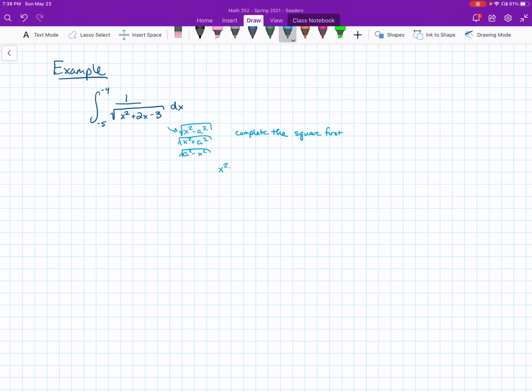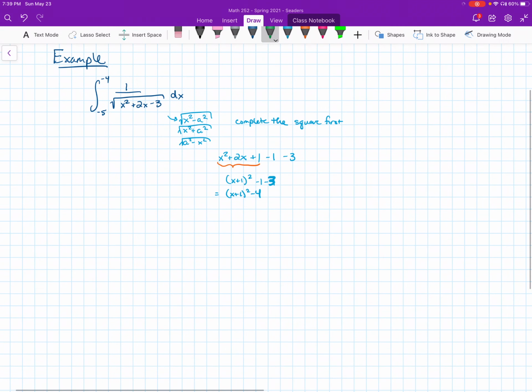So I have x squared plus 2x, and if I take 2 and divide it by 2, I get 1. So x squared plus 2x plus 1, I square that 1 and I still get 1, is a perfect square. But I don't want to change the problem, so I'm going to subtract 1, and of course I still have minus 3. What I did was find a perfect square, so I can rewrite this as x plus 1 squared minus 1 minus 3, which is x plus 1 squared minus 4.